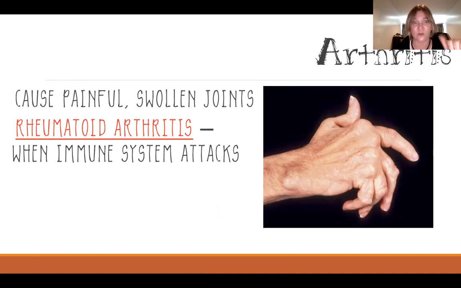Rheumatoid arthritis is when your immune system attacks the cartilage, which is cushioning your joints. And you end up getting really painful, swollen joints, like you see here in the hand, where because the cartilage is being attacked, depending on where the cartilage is being destroyed, you have bone scraping against bone, and that is painful, and it causes swelling and inflammation like that.